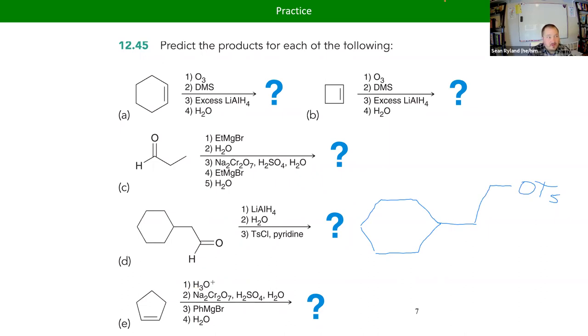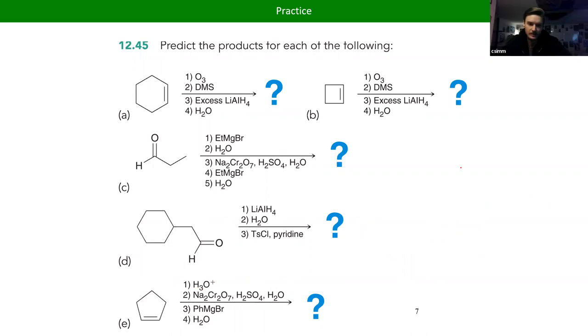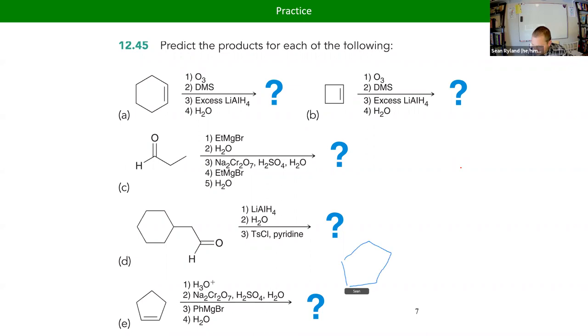All right, what do we get for the last one? What are our reaction steps, our overall reactions? What's going to happen here? Going to make an alcohol first. We've got acid catalyzed hydration, right? Which normally we'd be worried about rearrangement, but all of our carbons are secondary. So after step one, we get cyclopentanol.